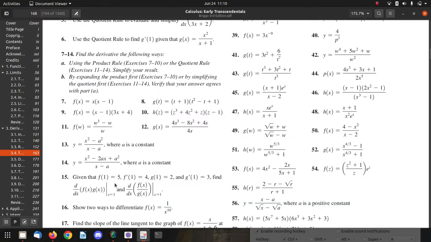Okay, so let's go ahead and take a look at 54 now. So everybody write that out.